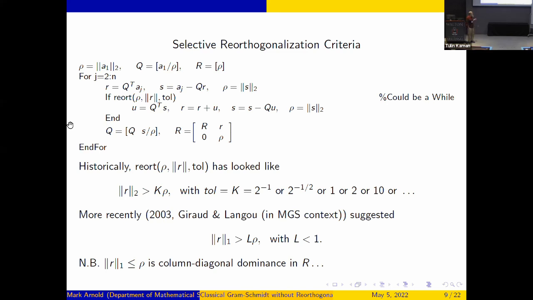And Giraud and Langou said you should really be looking at the 1 norm of R. They do say in their paper that it costs a lot more when you do this. You have to reorthogonalize much, much more often than with these 2 norm criteria, but at least you're guaranteed with modified Gram-Schmidt the nearly orthogonal columns of Q. And so we're going to move this to the classical Gram-Schmidt using the theorem that we just looked at a second ago. And again, if I take L to be 1 here, then this is that column diagonal dominance in R that the theorem required.